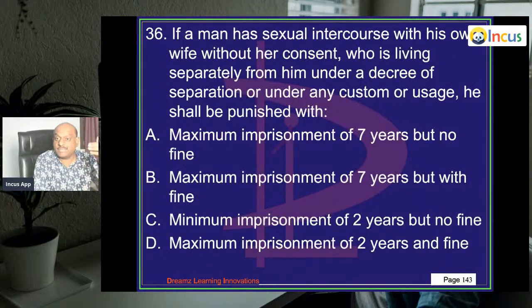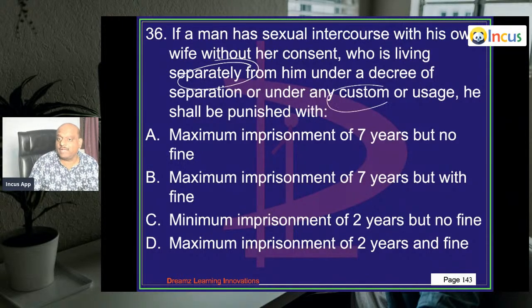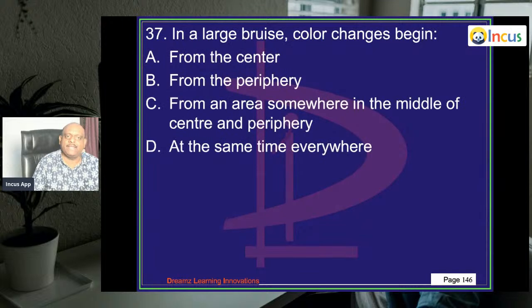If a man has sexual intercourse even with his own wife without her consent, who is living separately, and she said, get out of my sight, and she went to a court of law. I don't want to see this man. His mouth is smelling, nose is flowing. I don't want to live with him. But that man came, used his power on her like an animal and tried to have intercourse with her. Then he will be taken to jail. 2 years imprisonment and fine under section 376A of the Indian Penal Code.